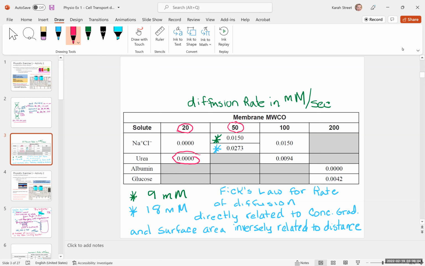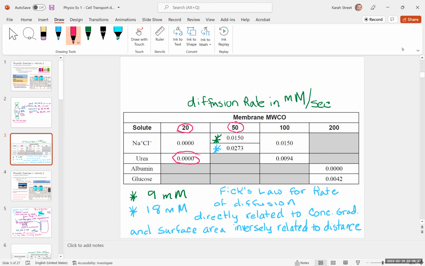And our first experiment with a molecular weight cutoff of 50, we used a 9 millimolar sodium chloride solution, and it actually diffused. Why did that happen? If sodium chloride has a molecular weight of 58.45, it should not have been able to get through a molecular weight cutoff membrane of 50. Or can it? Are you not remembering that sodium chloride dissociates?